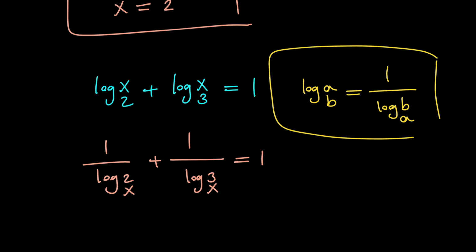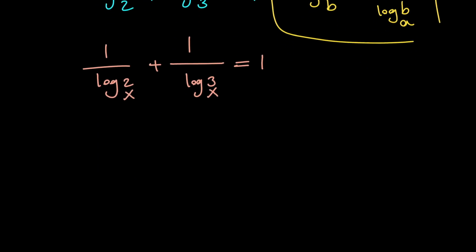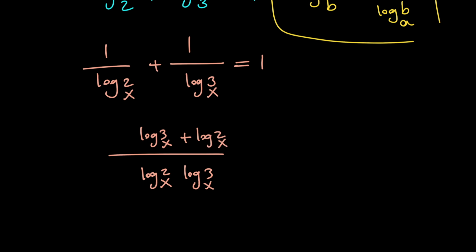Next, let's go ahead and get a common denominator on the left-hand side. So we're going to have log 2 with base x times log 3 with base x in the bottom. And on the top, we're going to have log 3 with base x plus log 2 with base x, and this equals 1.